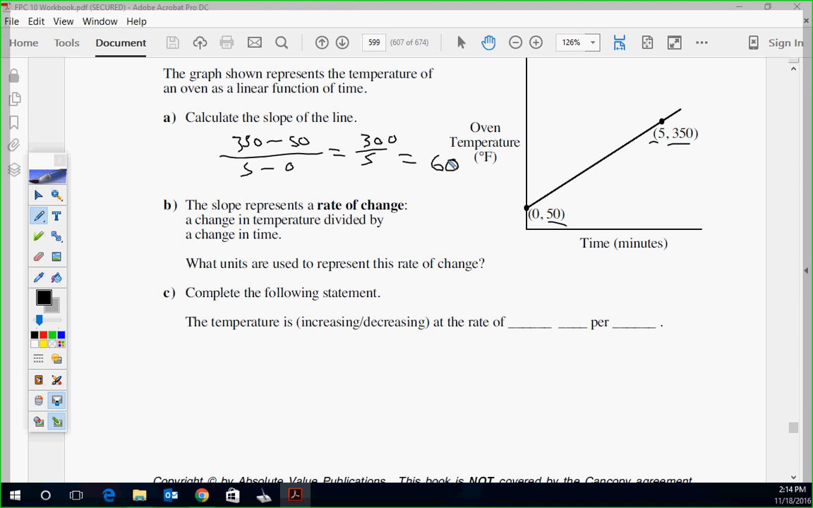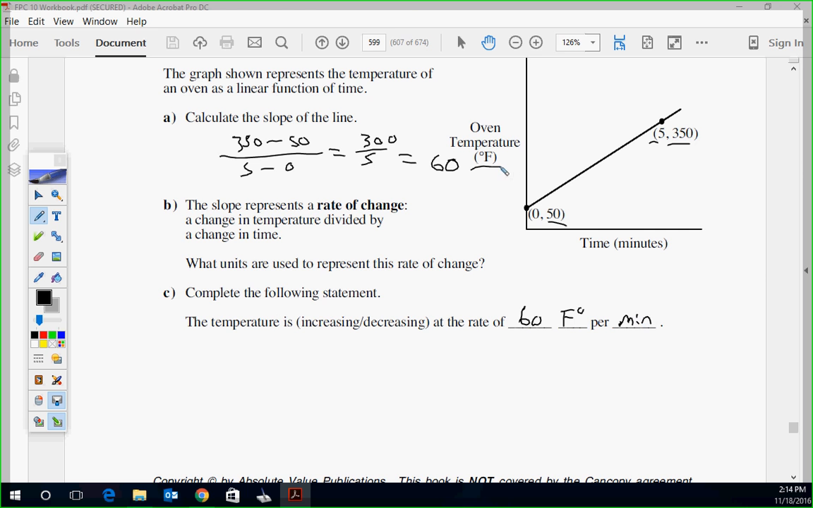60 what? Someone said Dickie. 60 what, Jake? 60 degrees Fahrenheit per what? Minute. So that means this oven heats up 60 degrees per minute. That's what you just figured out. So at a rate of 60 degrees Fahrenheit per minute. That's the rate of change. Any questions? Just doing slope formula, getting that answer, and understanding what that answer represents.